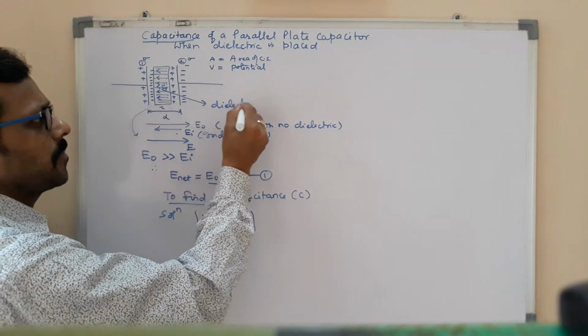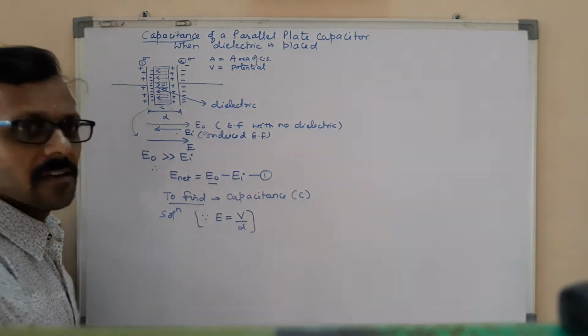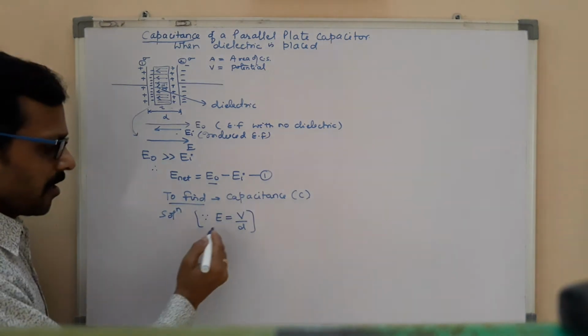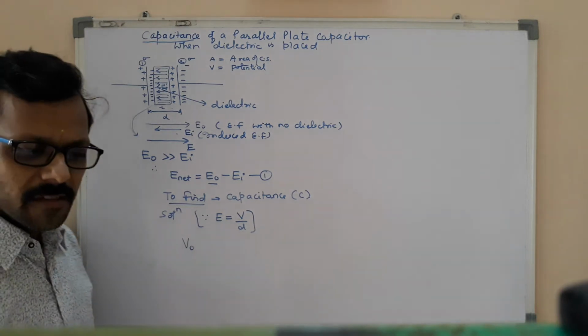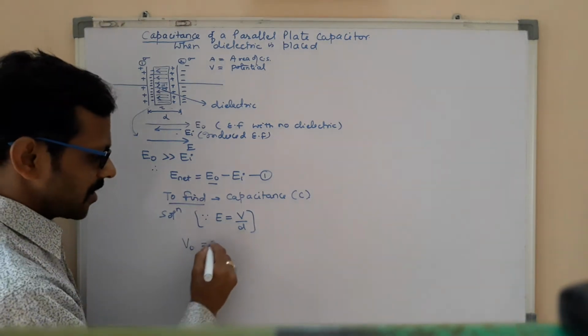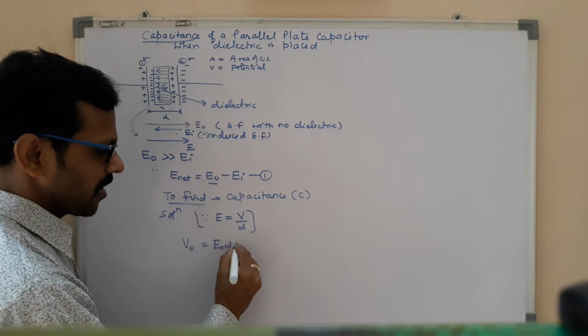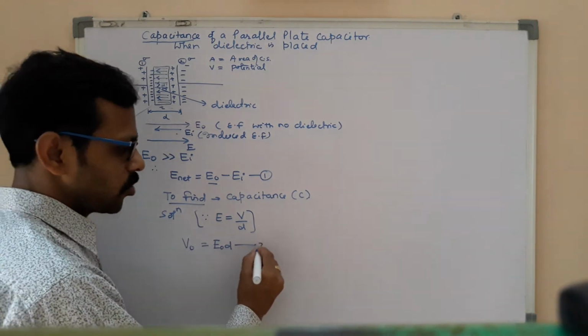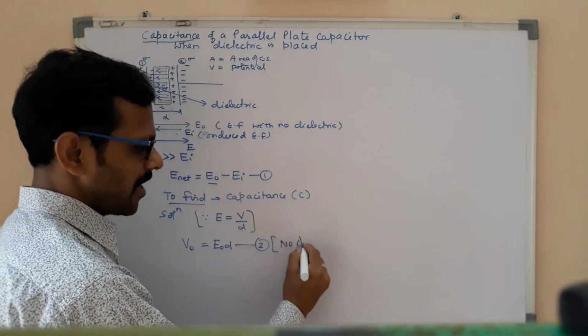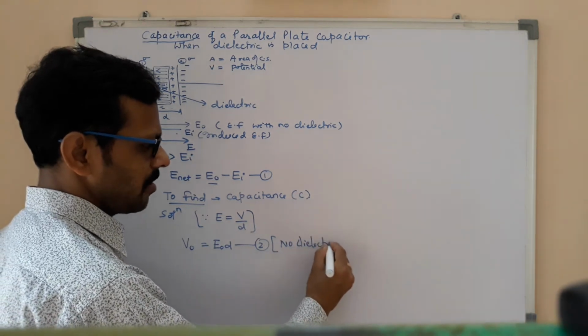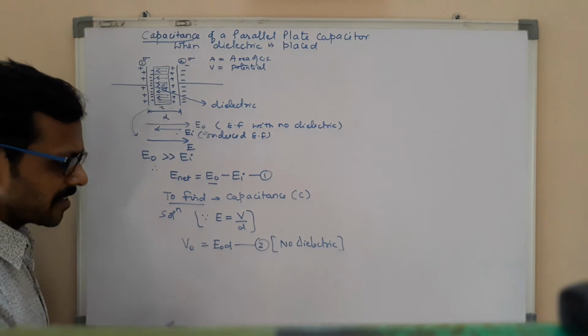This dielectric can be a sheet of mica or a sheet of plastic. So using this, what will be the potential when there is no dielectric? The answer is E naught into D. This is your equation number 2. Write down in the bracket: when no dielectric is there. This is the potential which is produced when no dielectric is there.